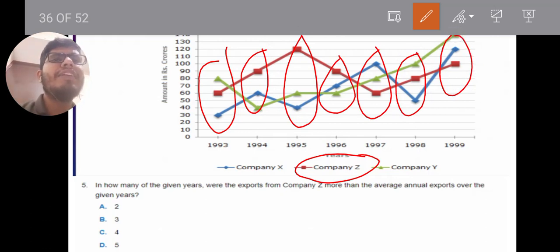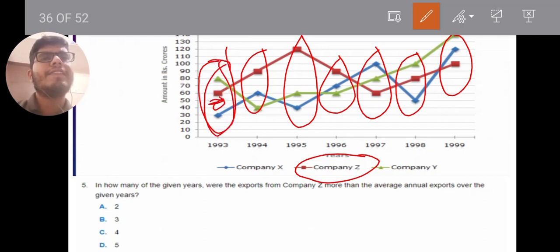In a few years we cannot find it out, but by seeing these lines we can see it. So what is the average of 1993? Obviously it is lesser. You can see almost the average will come here, and the red line is above that. So 1 year is done. This one is the first year. Here obviously it is upper, so directly we can say it will be above the average. Here also this will be above the average. Here also this will be above the average, since the company Z's line is above all the lines.